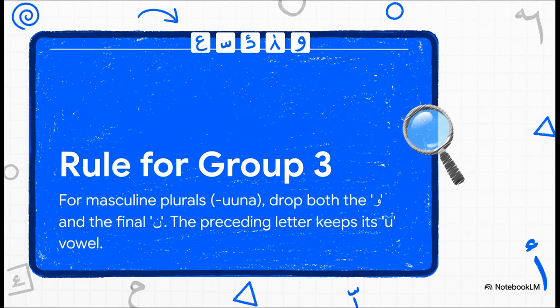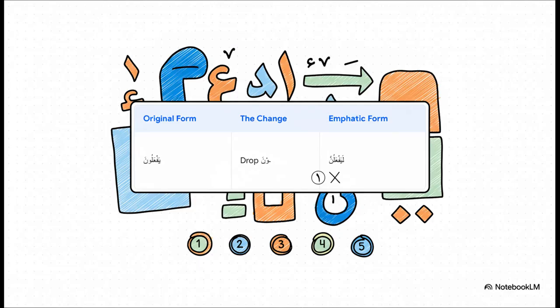All right, group 3, the masculine plurals for they and you all. Now this rule feels a little more drastic. Here, we actually drop 2 letters from the original verb, the waw that gives you the u sound and the final noon. The only clue you have left that this used to be a plural is that the letter right before all the deleted stuff keeps its dhamma, its u vowel. And just look at how much shorter the verb gets. Yaf'aluna has that whole una ending just chopped off. It becomes la yaf'alunna. But see that lam right before the end? It still has its dhamma on top. That little vowel is your only hint that this was originally a masculine plural verb.